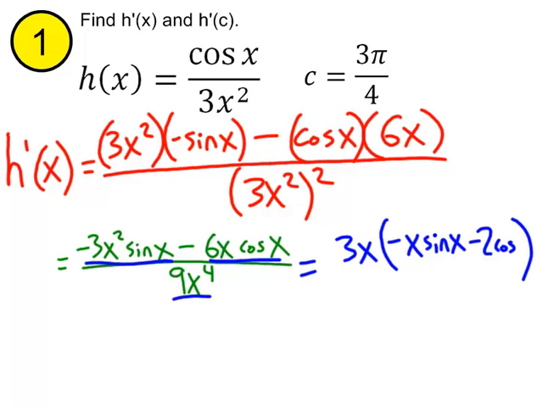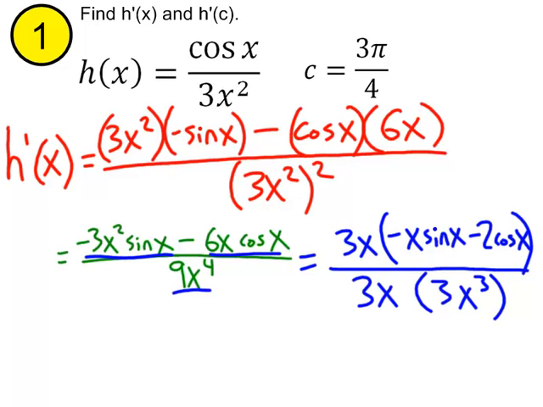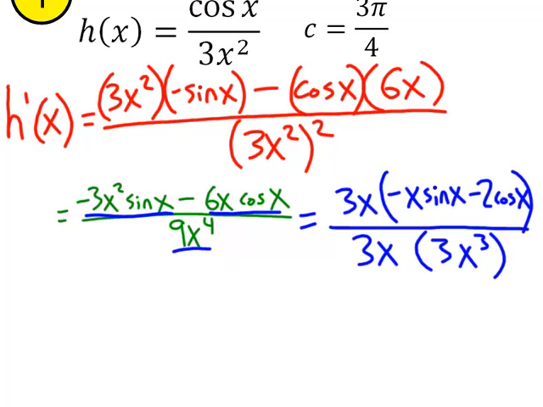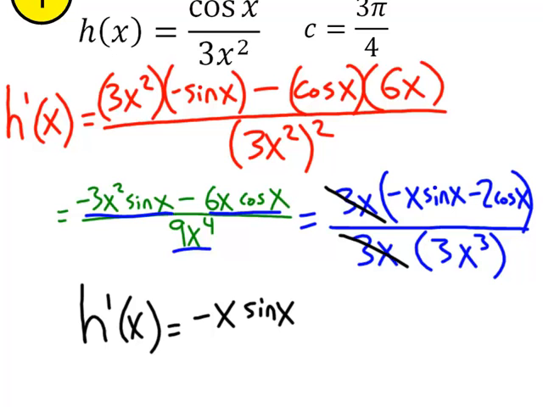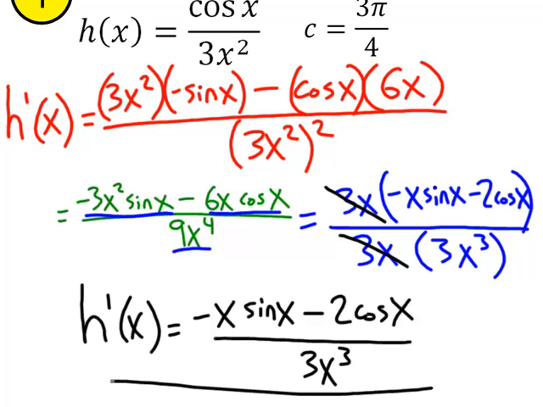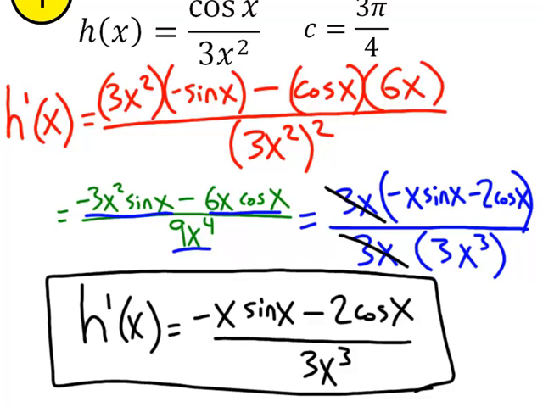And that is all over, I'm going to, again, take the 3x out of the denominator, which would leave me with 3x to the third here. And then of course I'll get rid of that 3x. I'll let them cancel each other out. And what I'm left with is h prime of x equals negative x sine x minus 2 cosine x all over 3x cubed. Now put a box around that because that is my h prime of x.